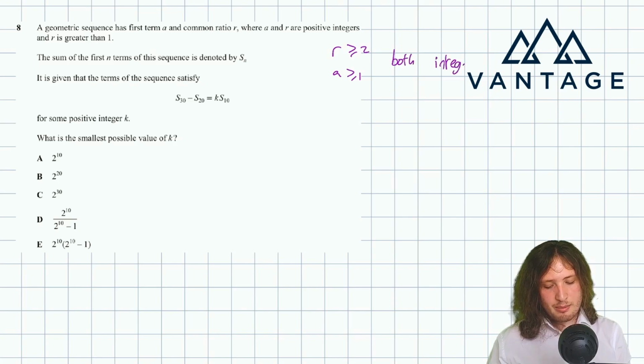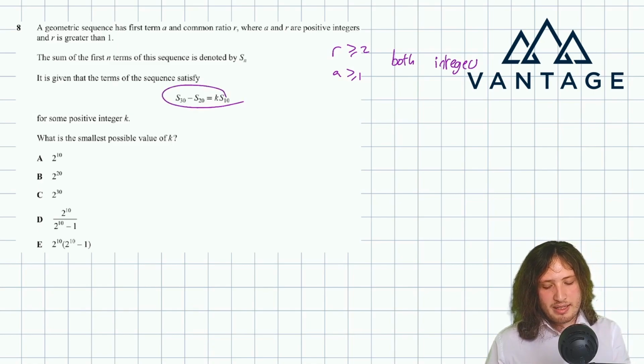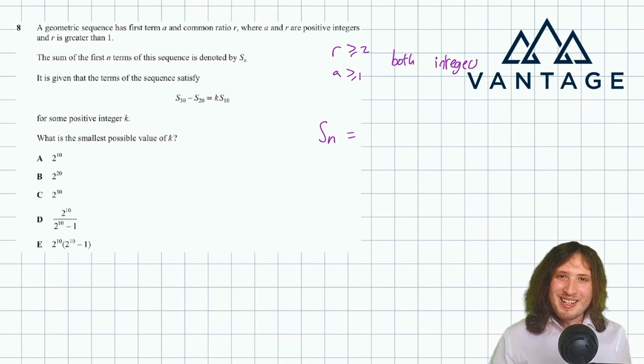We're told that the sum of the first n terms is denoted by Sn. Well, that's just standard notation. And we're told that the terms of the sequence obey this equation for some positive k. We need to find the smallest possible k. So surely we should use that we actually know a formula. We should certainly have memorized it.